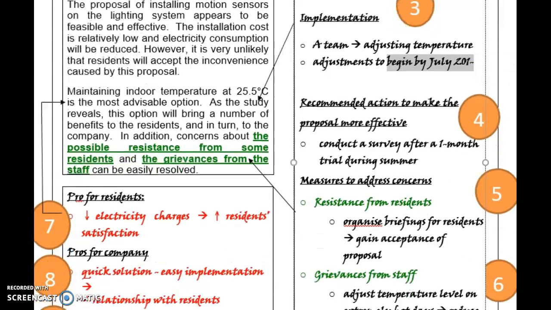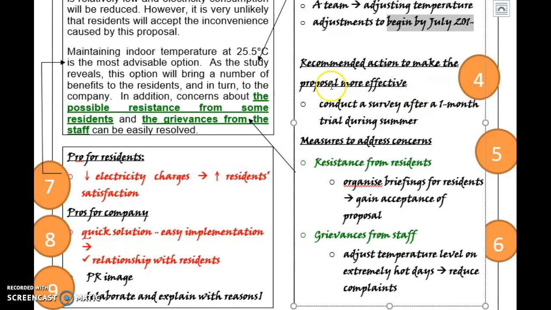And next, you'll be talking about an action to make the proposal more effective. How to make the proposal more convincing or more effective. So that is the detail.